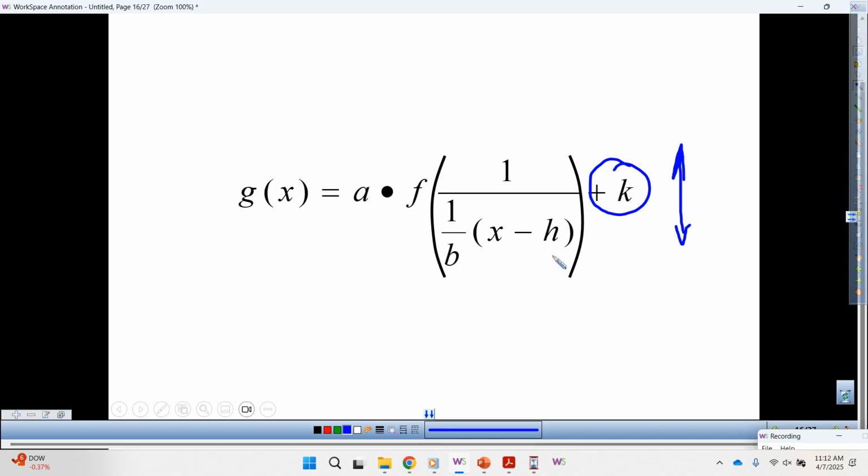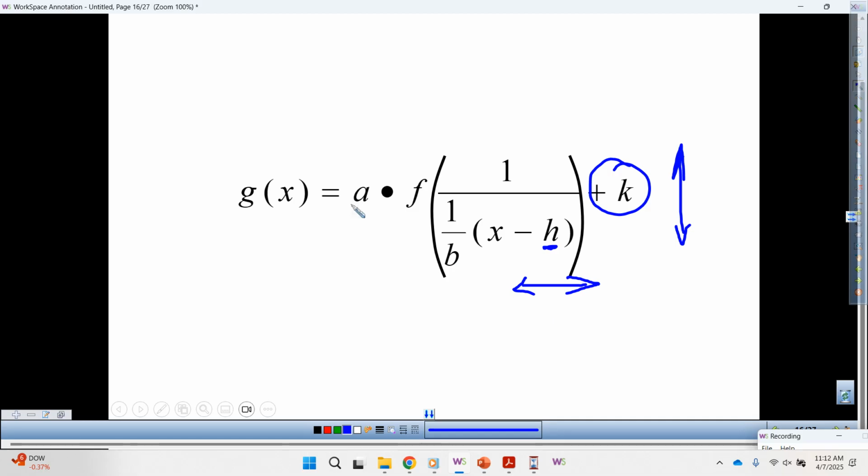So therefore, what does H do? Remind your neighbor, what does H do to the entire rational function's graph? The entire graph, what does it do? Let's go with Mariah. Side to side, that is correct.